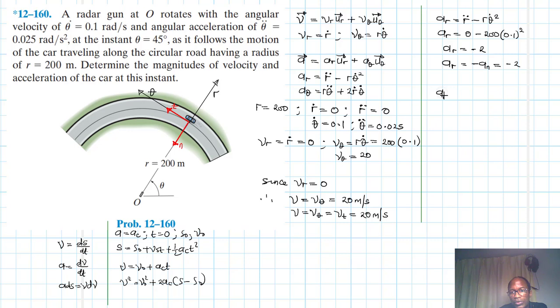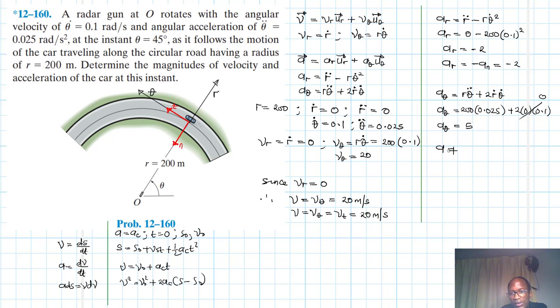So let's go to the next step, which is a_theta equal to r theta double dot plus 2 r dot theta dot. This is equal to 200 by 0.025 plus 2 by 0 by 0.1. Of course, this whole part goes to 0. And therefore this just becomes equal to 200 by 0.025, and this is a 5.